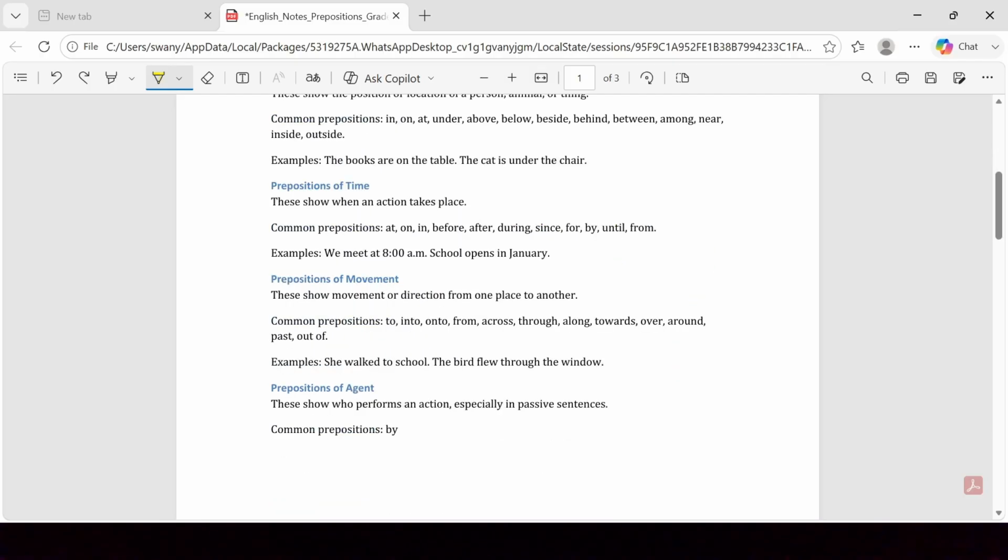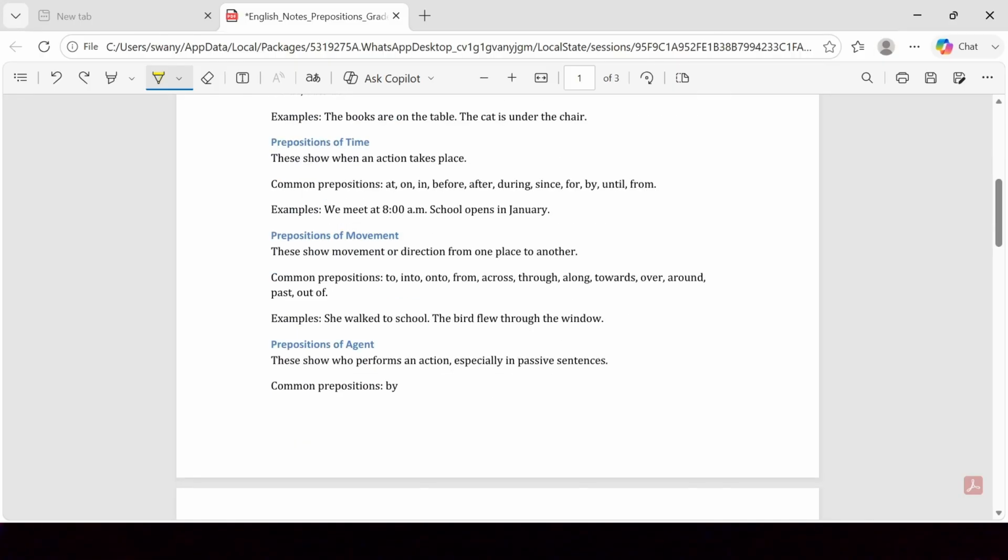Then this is about prepositions of movement. These show movement or direction from one place to another. Common prepositions we have: to, into, onto, from, across, through, along, towards, over, around, past, out of. Examples: she walked to school. The bird flew through the window.